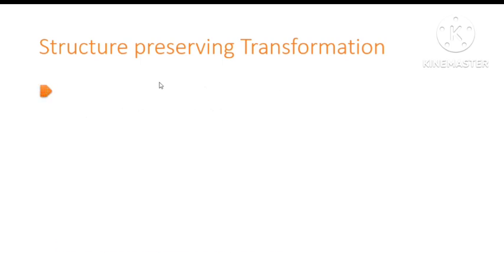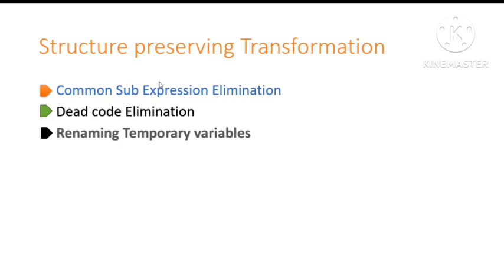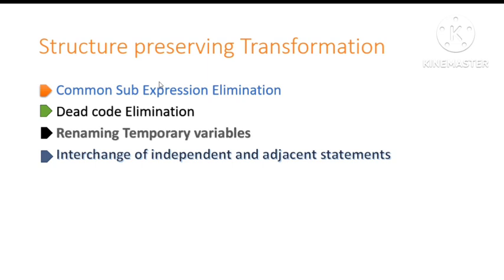The first one is called common sub-expression elimination, which we have already discussed in the various optimization techniques. The second one is called dead code elimination. This is also a familiar topic. The third one is renaming the temporary variables. And the last one is called interchange of independent and adjacent statements. We will learn with examples about each and every topic having a connection with structure preserving transformation.